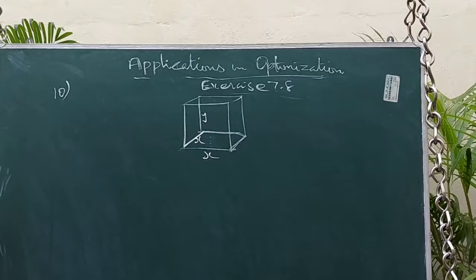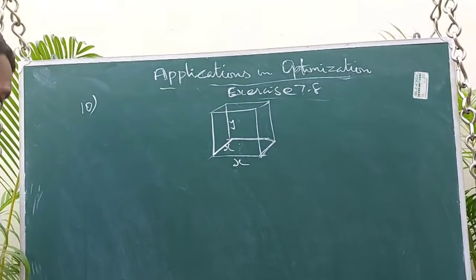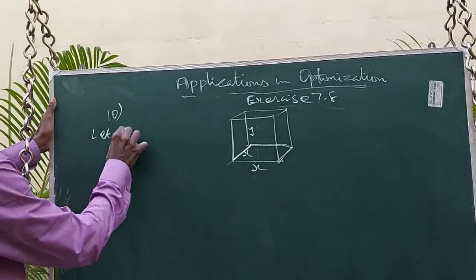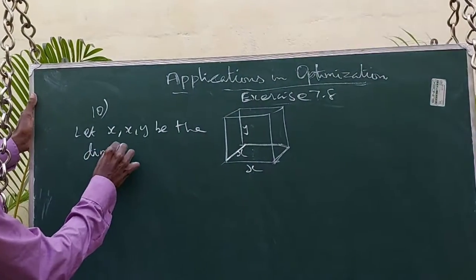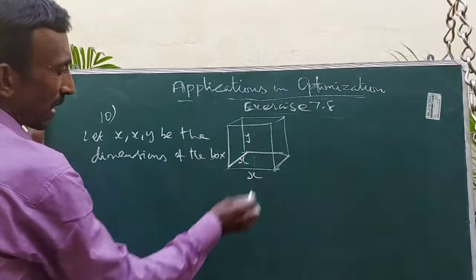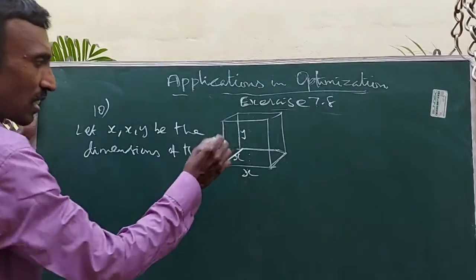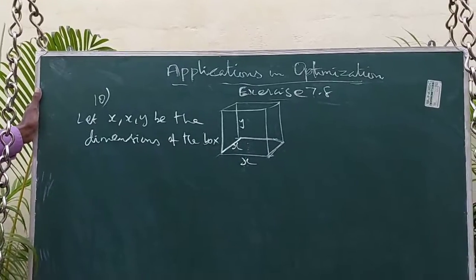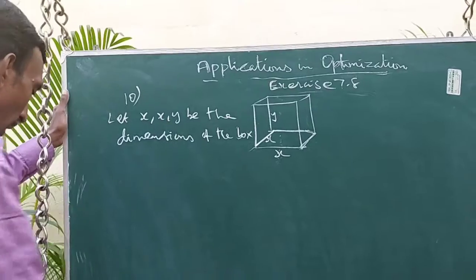So volume of the cuboid means length into breadth into height, x into x into y. That is the volume. Okay. So let x comma y be the dimensions of the box. Because square means length and breadth are equal, we are fixing that it is x, that is also x, and height is y. Okay. So listen, what is the base area? It is a square, so x square.